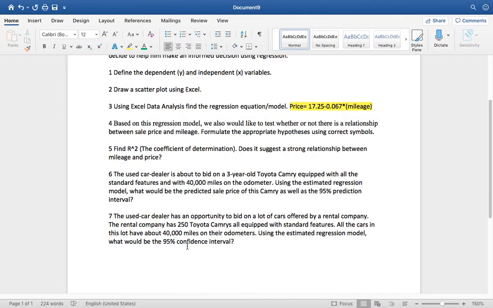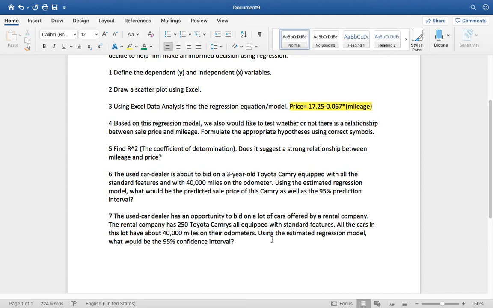If we also look at the next question, it says the used car dealer has an opportunity to bid on a lot of cars offered by a rental company. The rental company has 250, just meaning a lot, of Toyota Camrys, all equipped with standard features. All the cars in the lot have around 40,000 miles on their odometers. Using the estimated regression model, what would be the 95% confidence interval?